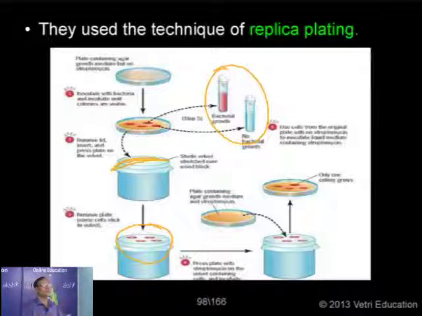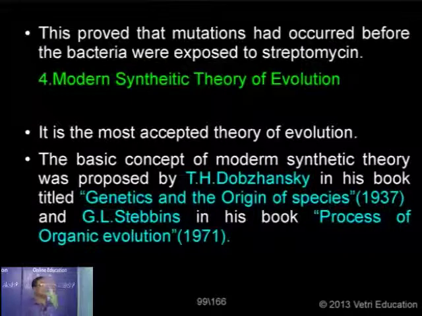Mutation had already occurred in that organism. When transferred to the replica plate containing streptomycin, the bacteria with resistance against streptomycin would survive and the other colonies were eliminated. This is because of pre-adaptive mutations, which are advantageous to the progeny. So this proved that mutations had occurred before the bacteria were exposed to streptomycin.